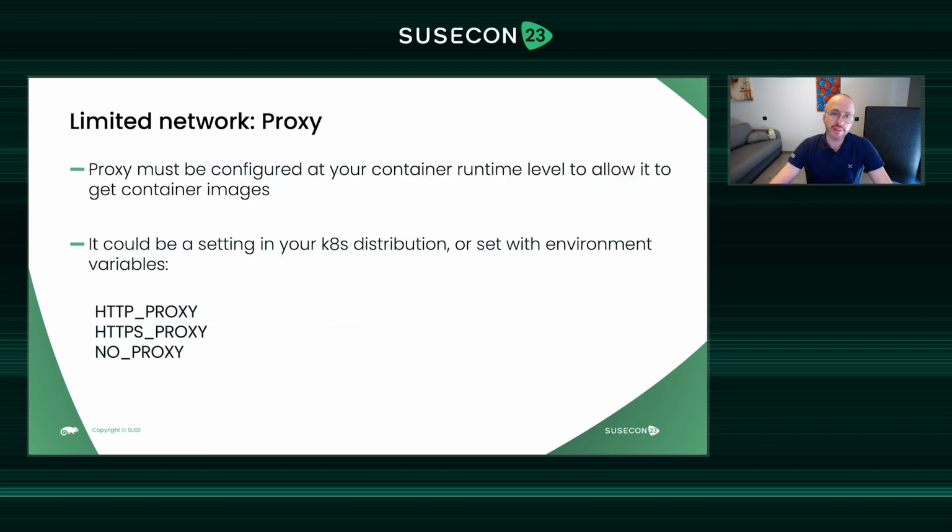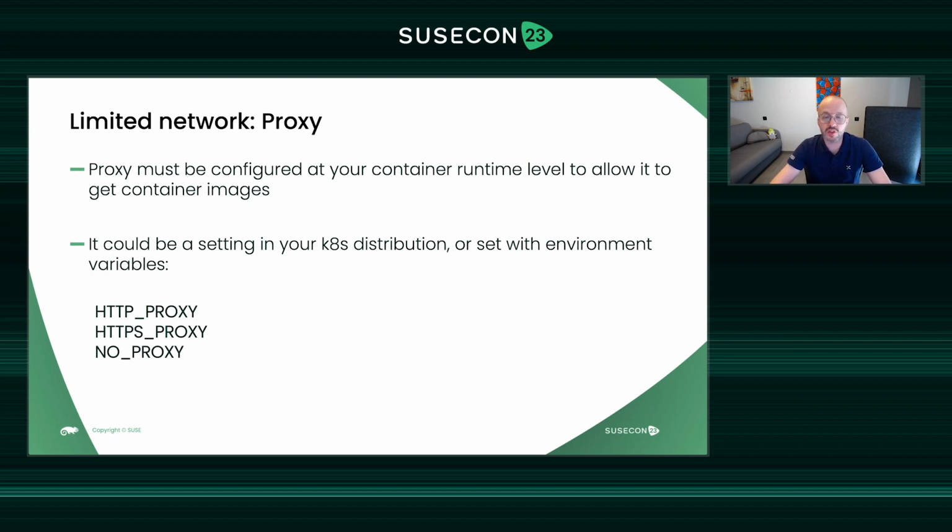Second issue you can hit is if there is a proxy in place. The goal of the proxy is to block by default connection to internet and to make some filtering. If you want to use it inside a Kubernetes context, you need to first configure this proxy at the runtime level, because the runtime is the process on your host we are pulling the images.